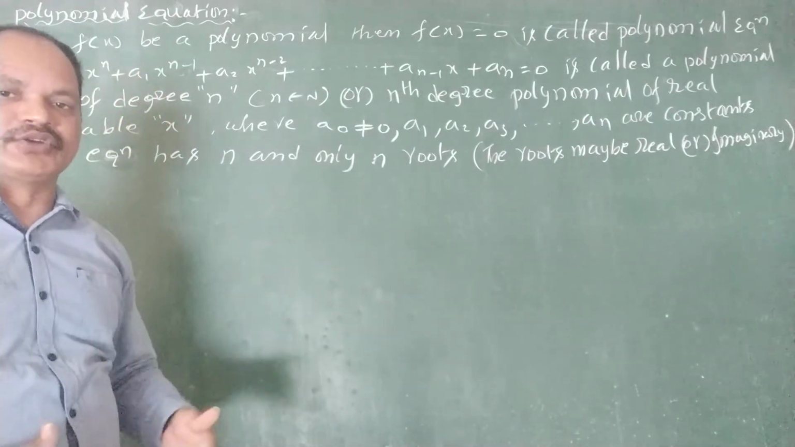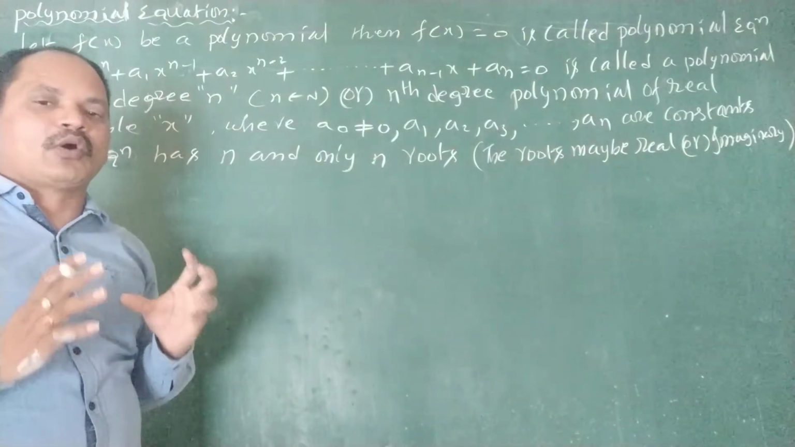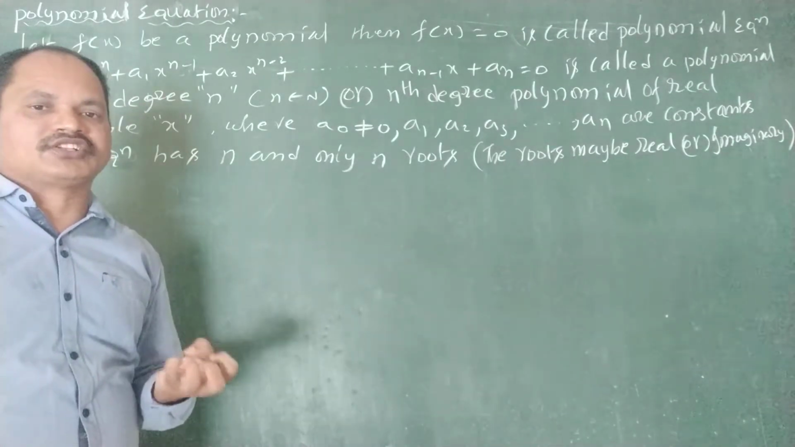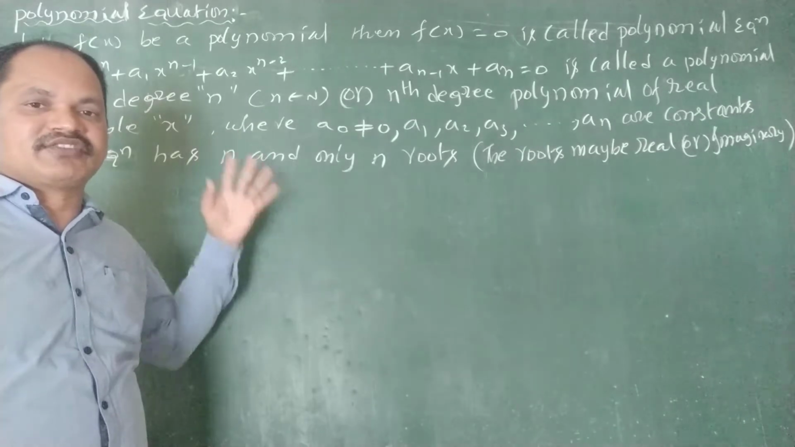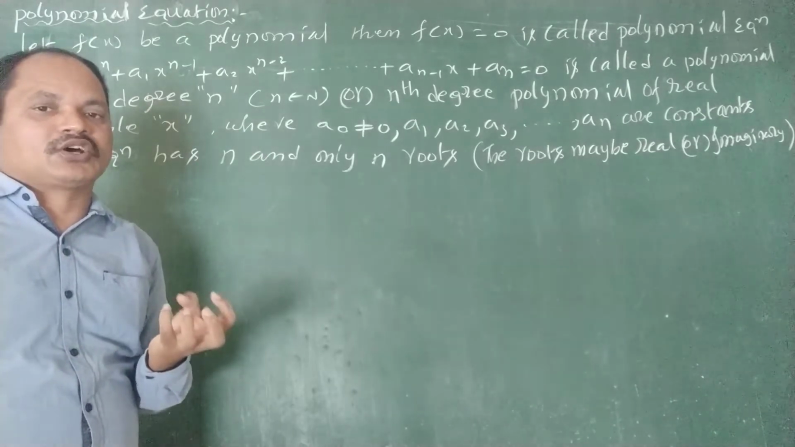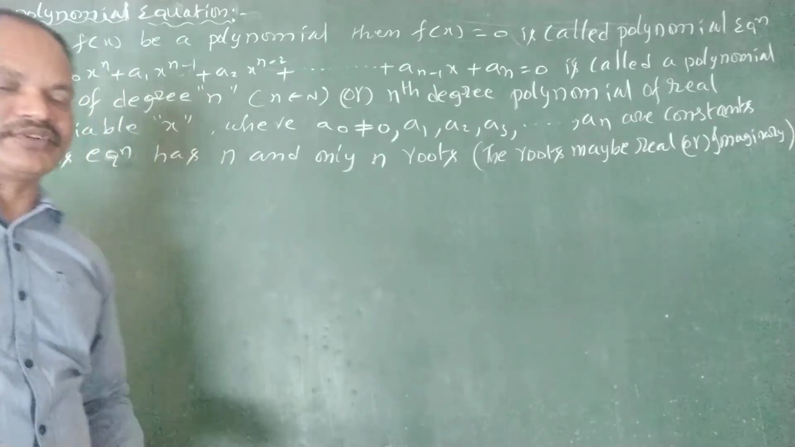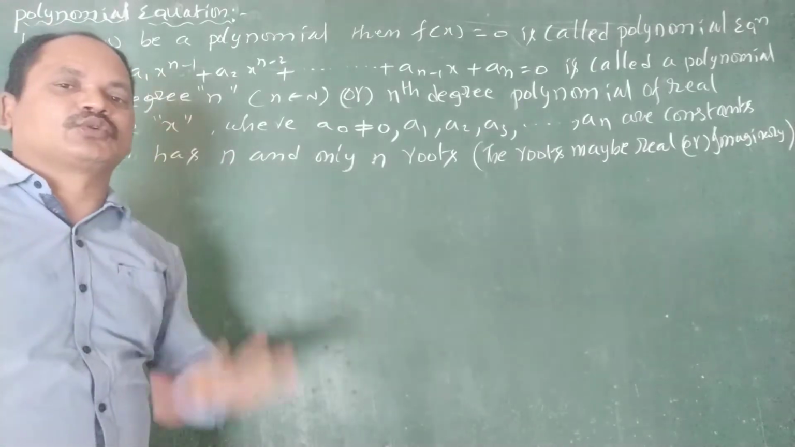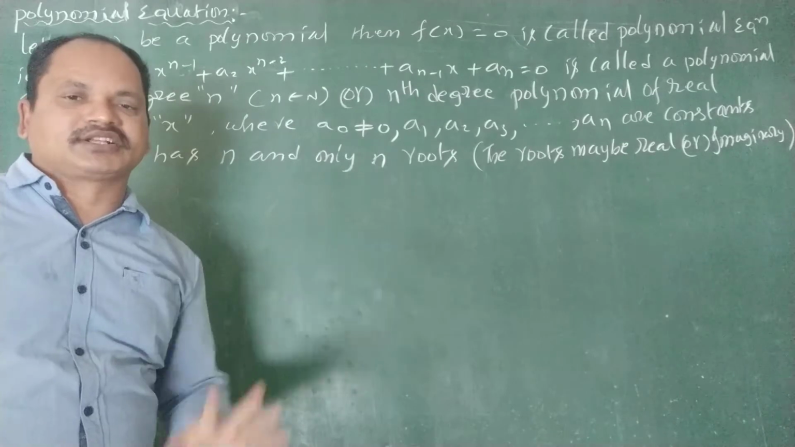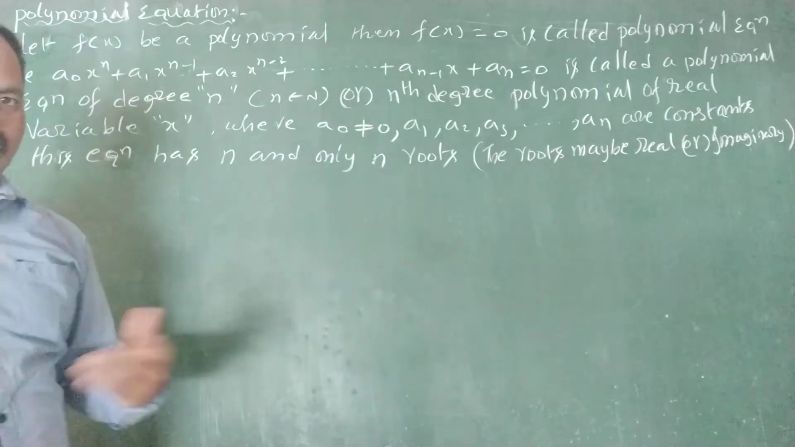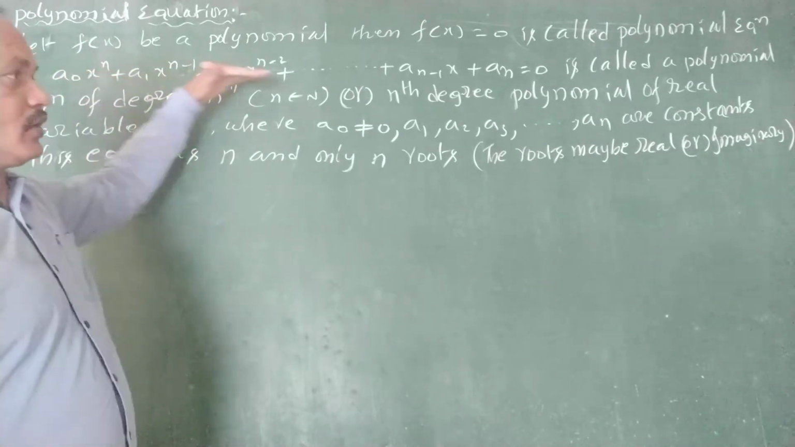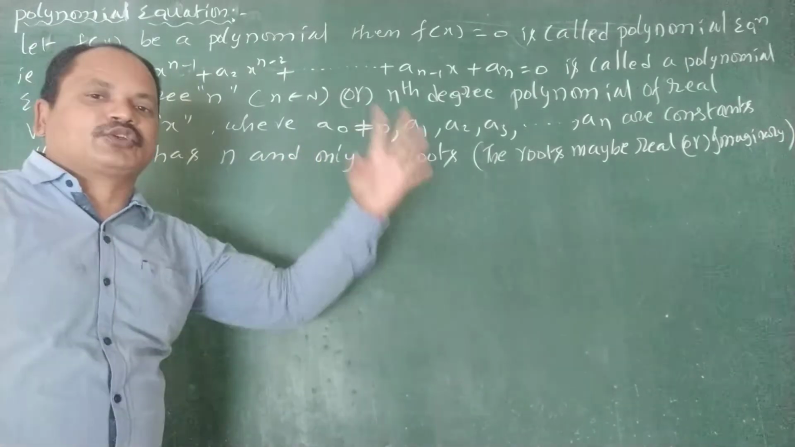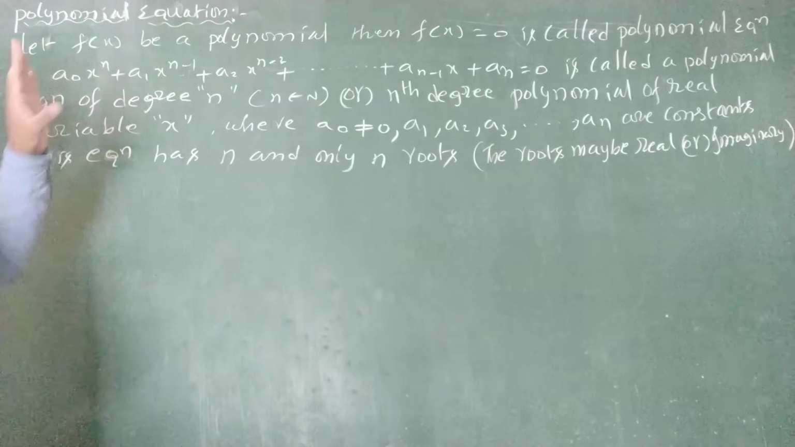In the previous video, a polynomial or expression gives zeros. That means we have to identify the values of x, which are called zeros of the polynomial. But here, for this equation, the values of x are called roots of the polynomial equation. That's why for an nth degree polynomial there exist n roots. Whatever it may be, they may be real roots or complex roots, that means imaginary roots. That's why the nth degree polynomial equation has n and only n roots.